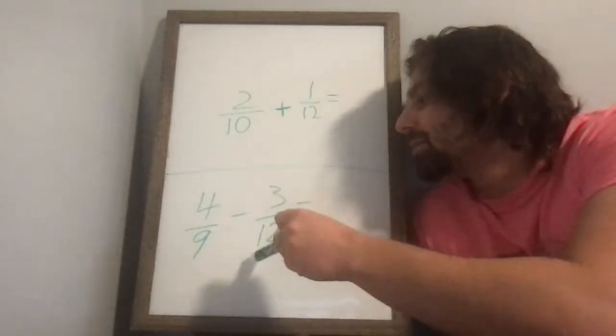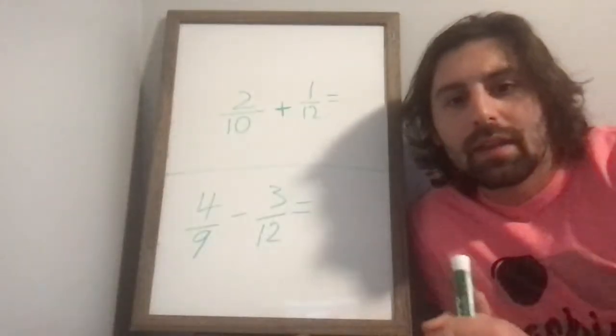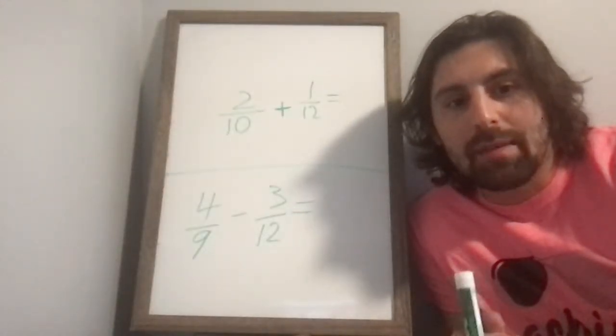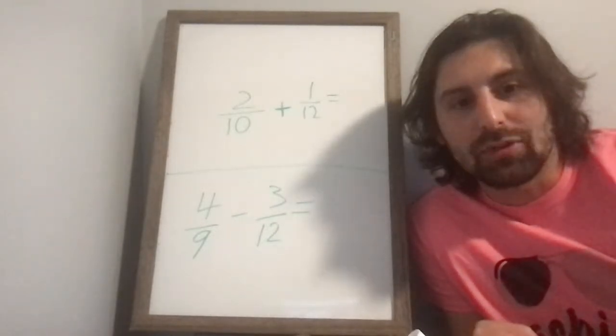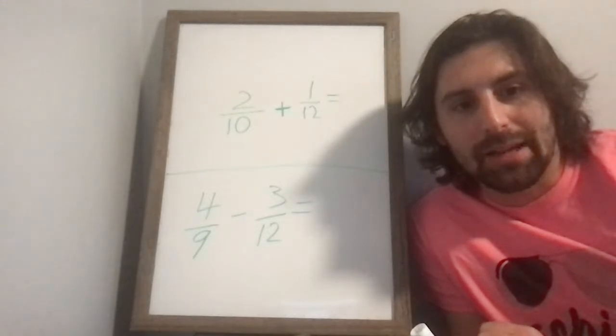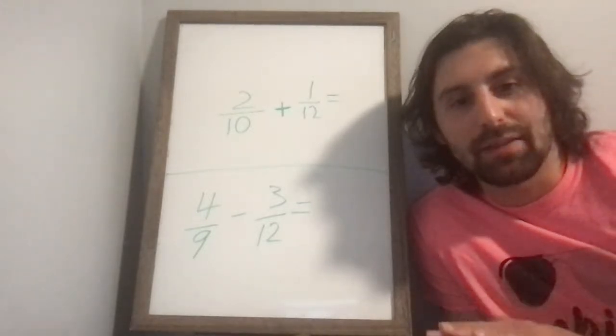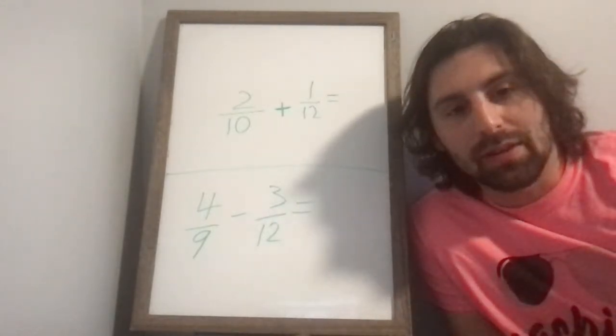I'm going to go through each problem step by step, and I'm going to show you how these problems are the same except for one step. There is one difference between adding and subtracting fractions with unlike denominators. One difference. There is one step that's different. All the other steps are completely the same.